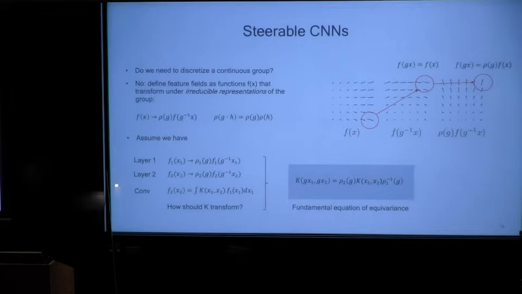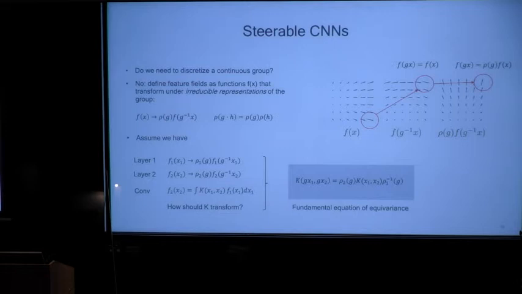That you convolve the input feature map with, and then you get the output feature fx2. And that's, for groups, the most general thing you can do. And I think Rizzi just proved that in his paper, that that's basically the most general thing you can do. Okay, so if you put these things together, you can write down an equation for that kernel.